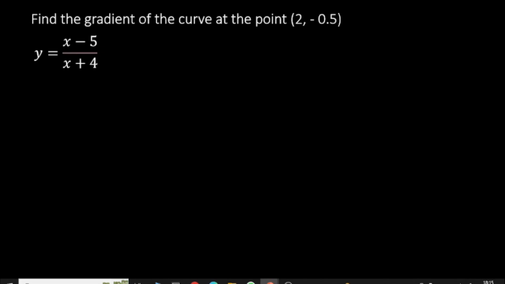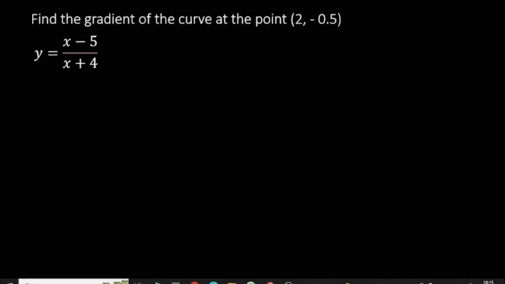Let us see another example. In this example, you are told, find the gradient of the curve at the point (2, -0.5). So remember, when you're looking for the gradient of a function, it is just differentiating that function once. Then the gradient function you get, you substitute x with the value given. So in this case, for us to be able to get the gradient of this function, we have to differentiate this function. And since it is a fraction, we are going to use the quotient rule.